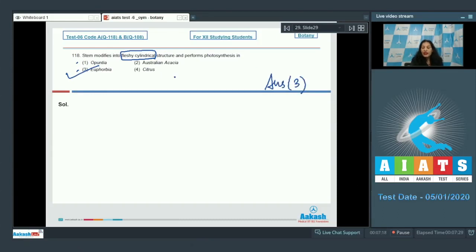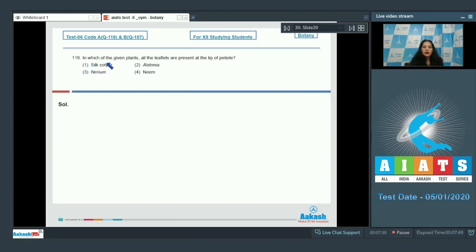What about the Australian acacia? Australian acacia has phyllode. So please don't get confused between phylloclade and the phyllode. As phylloclade, it's a modification of the stem, whereas phyllode, it's a modified petiole. Let's move to the next question.